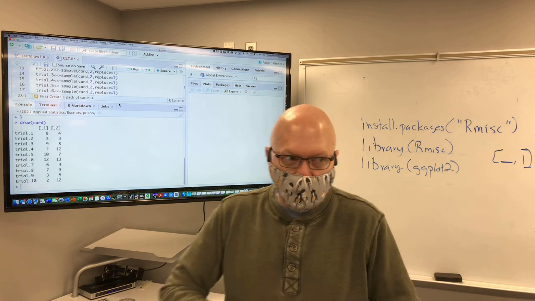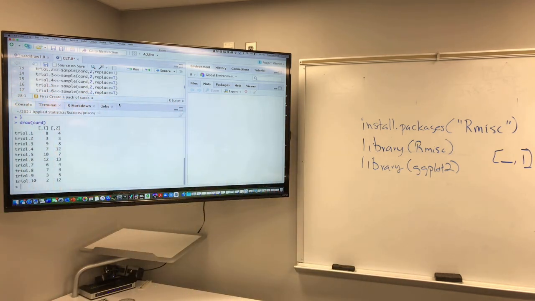So whenever you want to reference something within a data frame, you can reference it by row and column if you want to reference an element. So this is all the rows in column 1, all the rows in column 2.